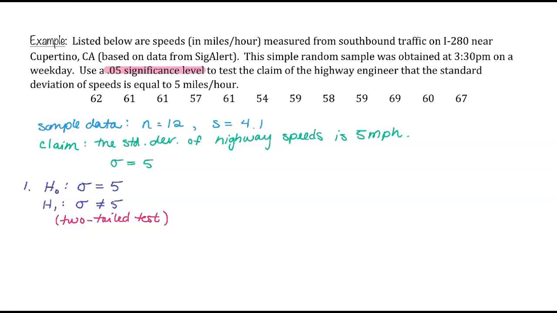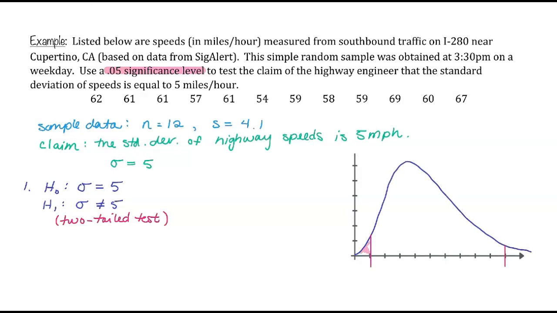Let's start our picture. We have a chi-squared curve that's skewed to the right, and a two-tailed test with alpha split into the two tails. We have alpha over 2, or 0.025 in each tail. That leaves an area of 0.95 left in the middle.